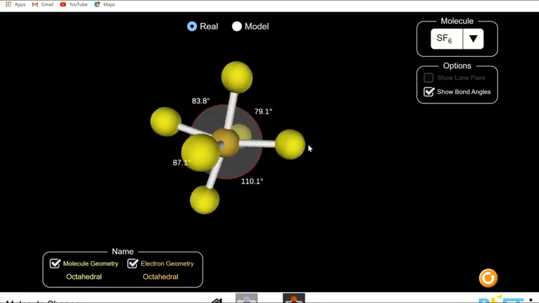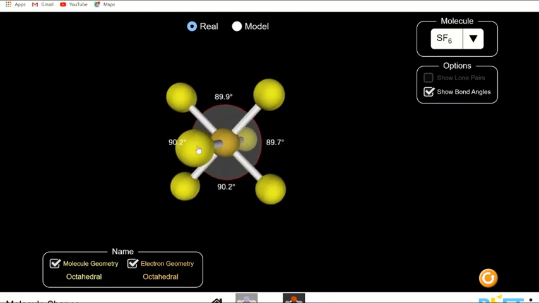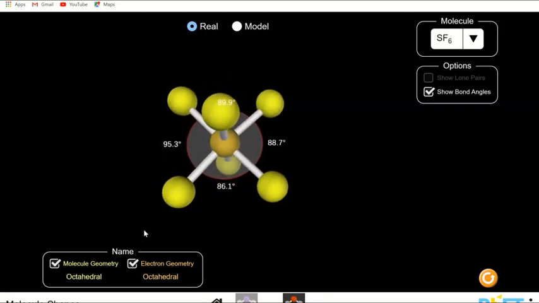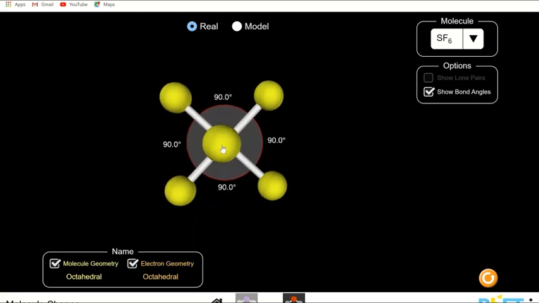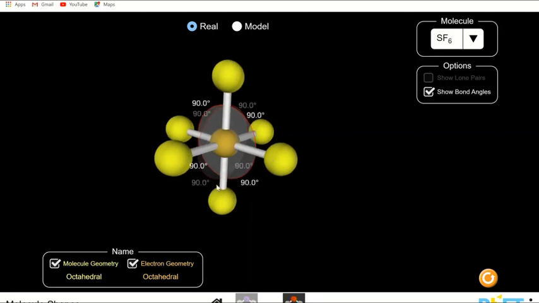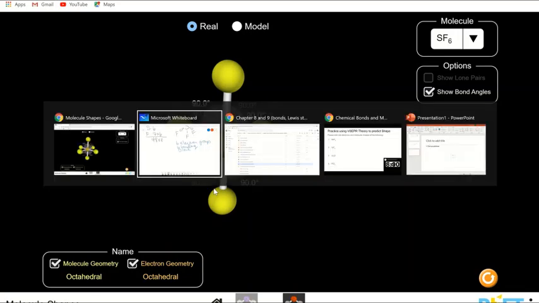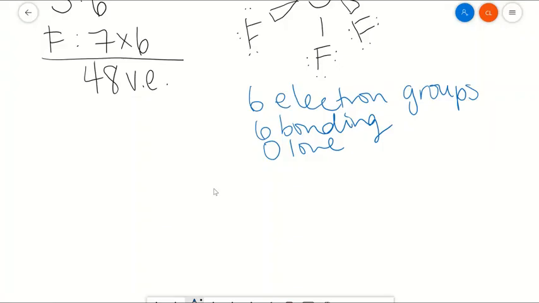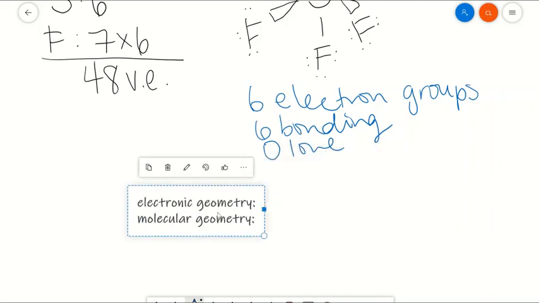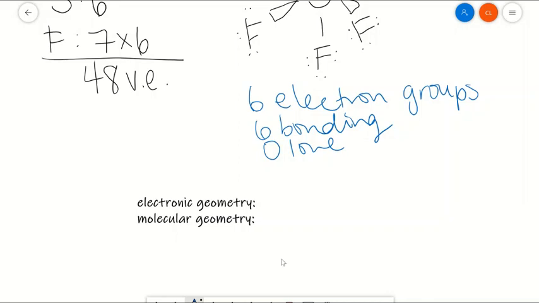You might also hear square bipyramidal, because if we put it like this, we have a square. Then if we stand it up, there's a pyramid on the top and a pyramid on the bottom. So it looks like square bipyramidal or octahedral. The electronic geometry is octahedral, and the molecular geometry is also octahedral.